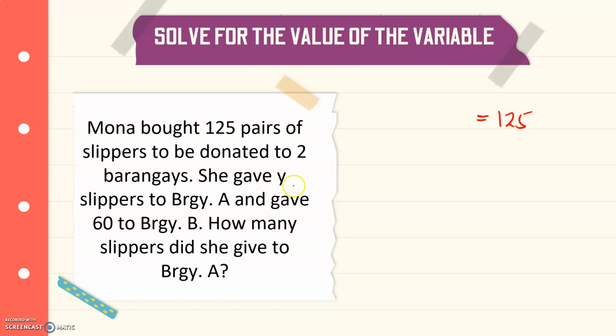She gave Y slippers to Barangay A. So it is given that the variable that we will use is Y. We do not know yet how many she gave to Barangay A, but it is represented by Y number of slippers. Then she gave 60 to Barangay B.